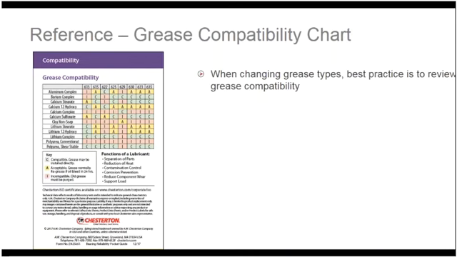C is completely compatible. That's referenced in the green shade. A is acceptable, which means that there may be a slight thinning, but certainly not to be worried. It just requires that we observe that bearing for the first 24 hours to see if there's any exudate or oil seepage coming from the bearing. And then I is incompatible. And in those cases, it requires the old grease to be purged from the bearing or cleaned from the bearing before introducing the Chesterton technology.